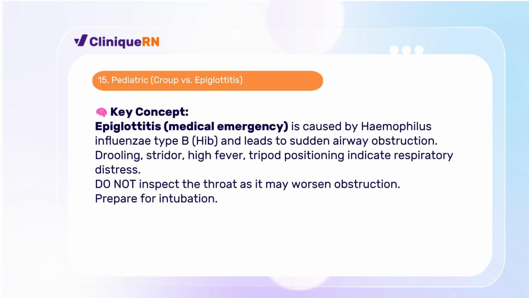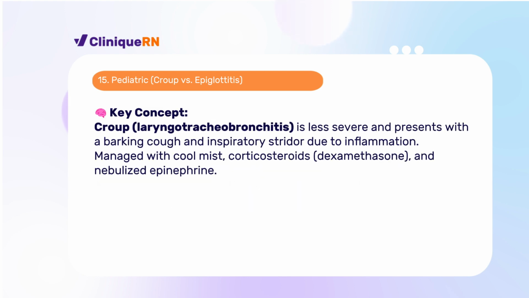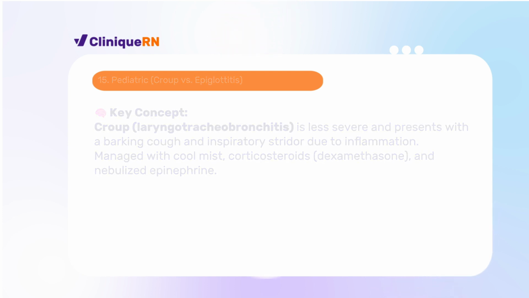Drooling, stridor, high fever, and tripod positioning indicate respiratory distress. Do not inspect the throat, as it may worsen obstruction. Prepare for intubation. Croup, laryngotracheobronchitis, is less severe and presents with a barking cough and inspiratory stridor due to inflammation. It is managed with cool mist, corticosteroids such as dexamethasone, and nebulized epinephrine.